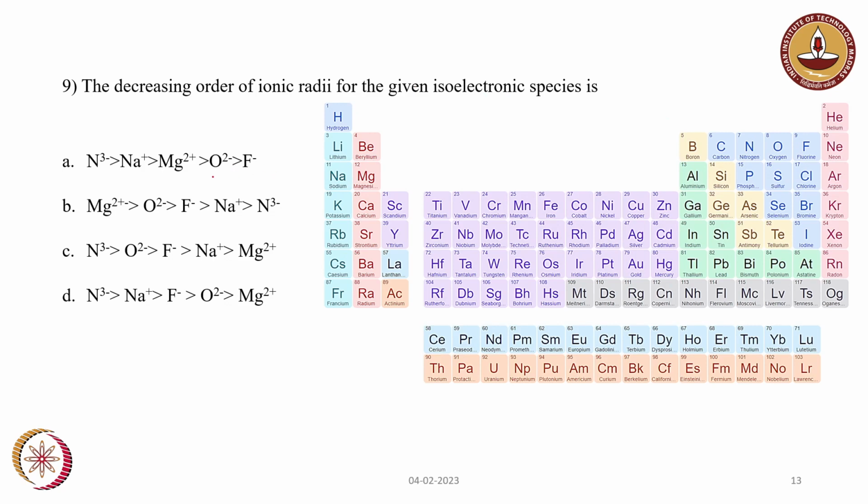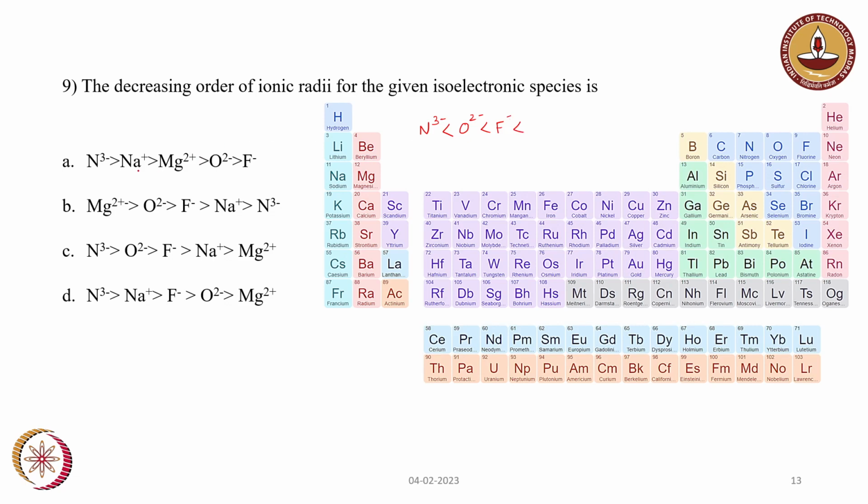But there are ionic species here. Since nitrogen has 3 negative charges, it will have a larger radius compared to the others. Then the next element, with a lower number of negative charge, will be O2 minus. Next will be the next ion, that is F minus.